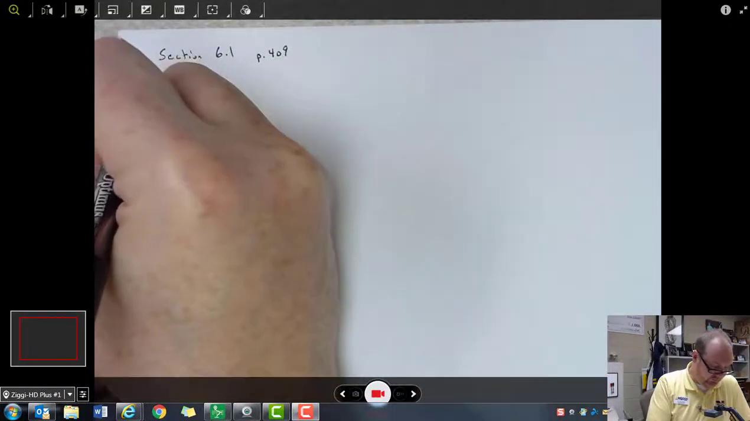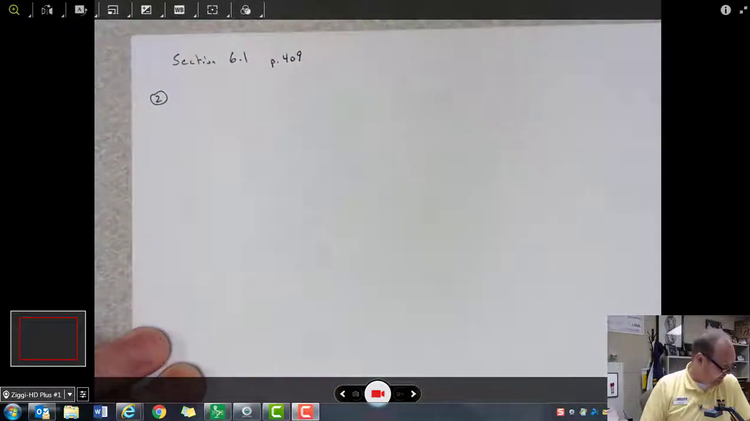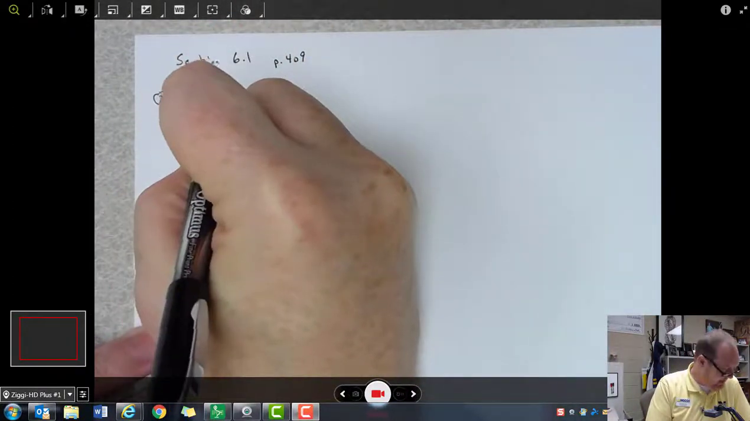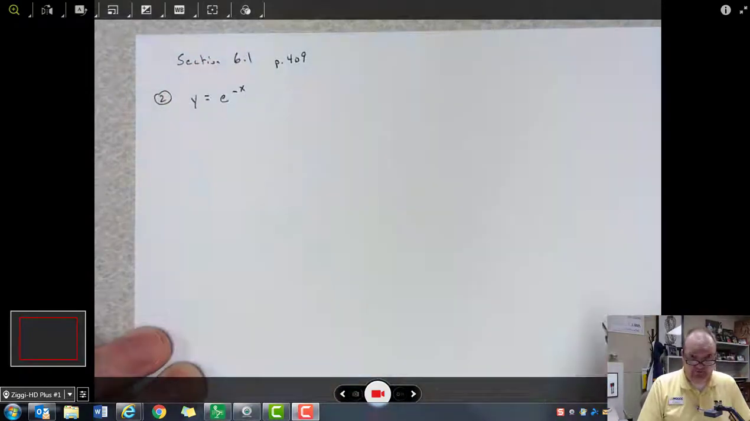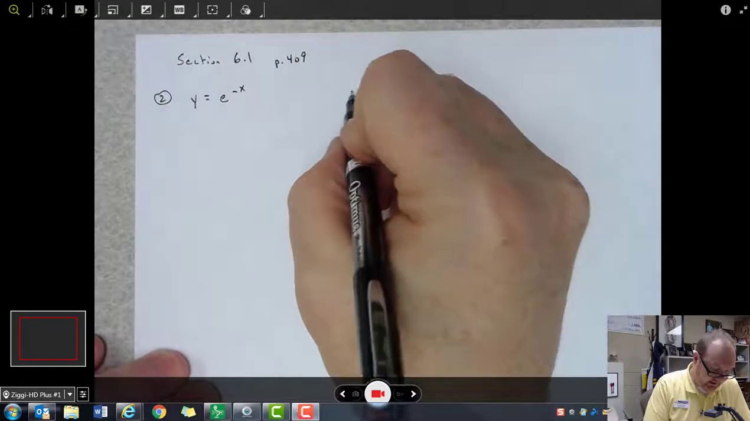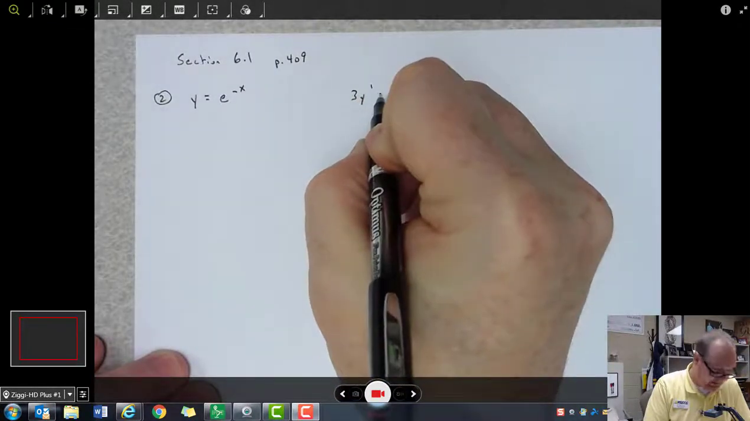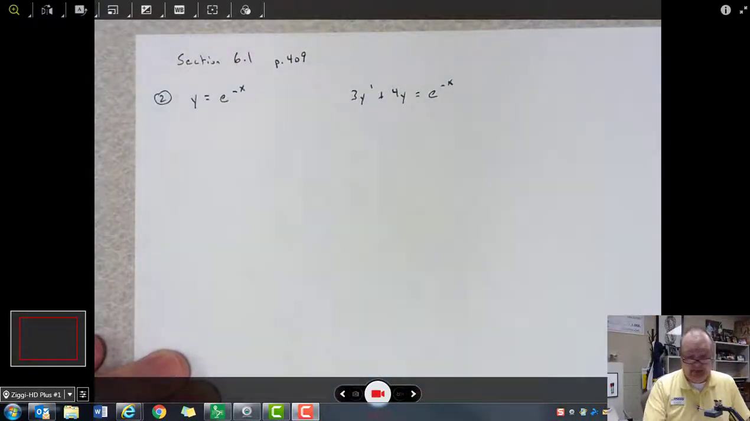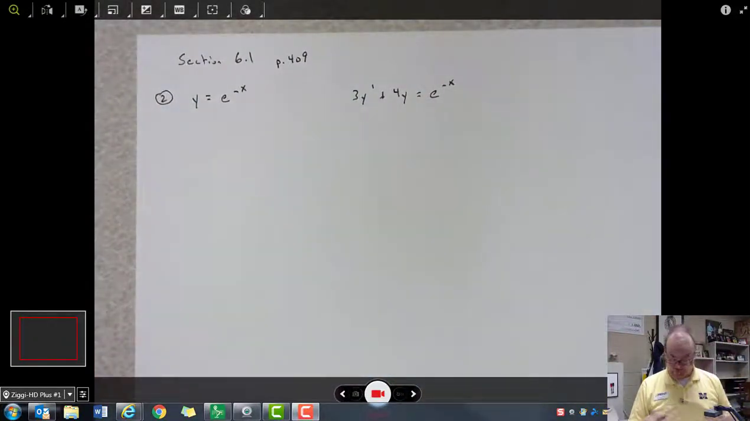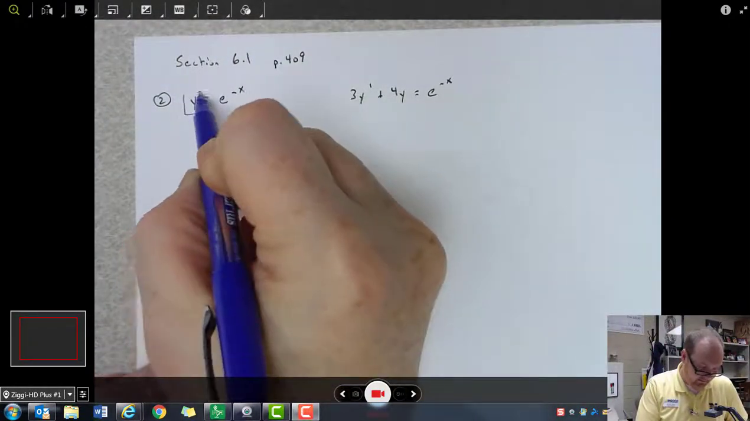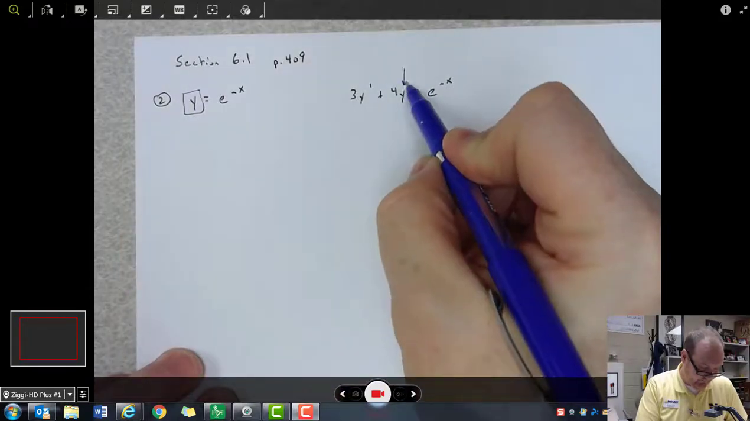Let's begin with number 2 on that page. Number 2, I have a function, y equal to e to the negative x. And so the question is, does that satisfy this differential equation? y prime plus 4y equal to e to the negative x. And so again, if I want to verify if it's a solution, we're going to plug it in to be able to do that. And so I have a y that I can plug in here.